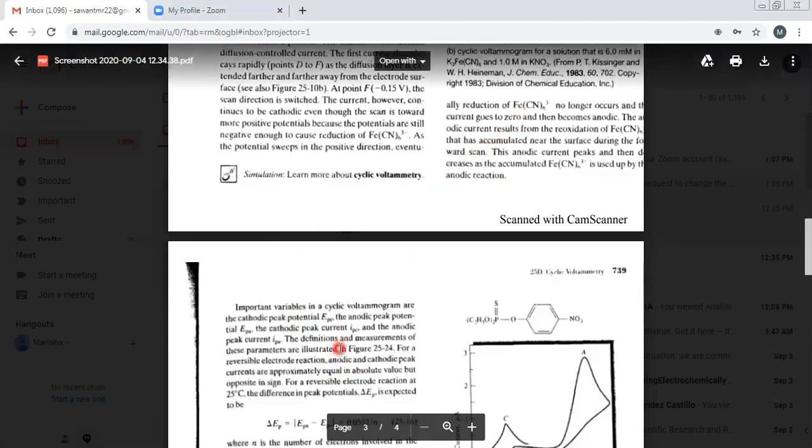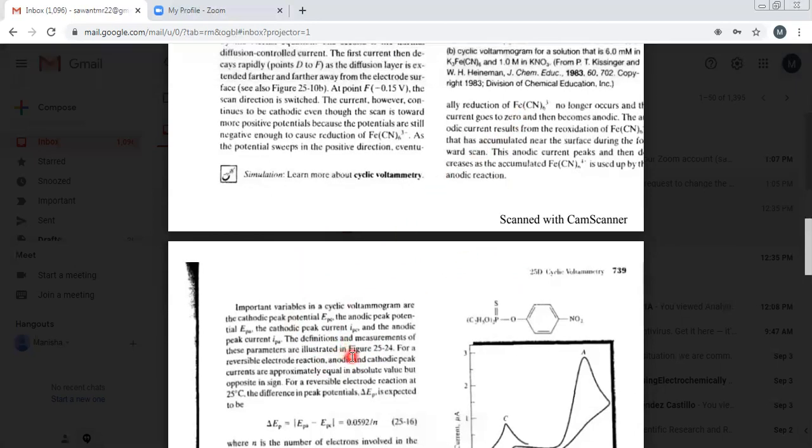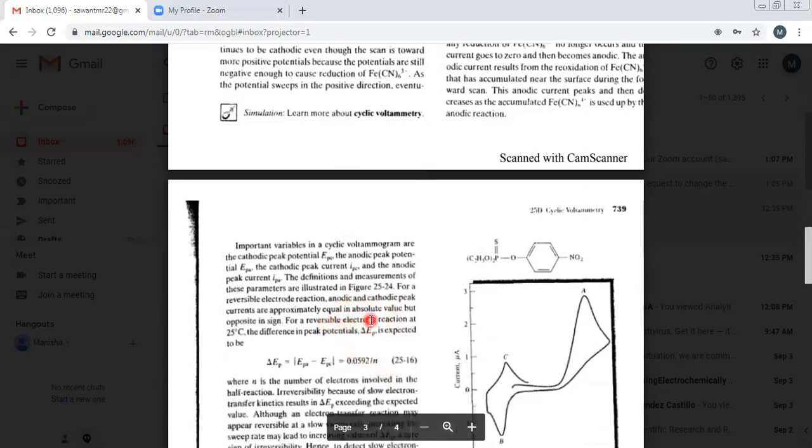When we talk about K3 efficiency and K4 efficiency, that Fe+2, Fe+3 reaction is taking place. So for a reversible electrode reaction, anodic and cathodic peak currents are approximately equal in absolute value, but opposite in direction. So you can say that peak potential and peak current are actually of the same value, but in opposite direction, with an opposite sign.